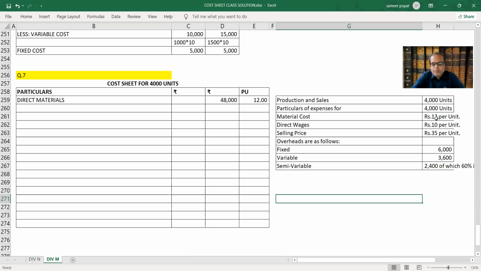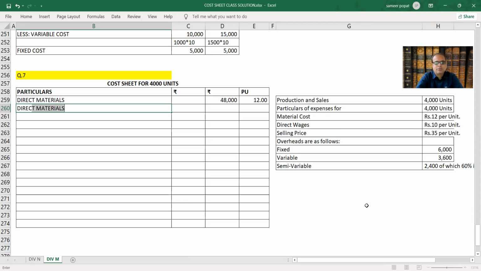So material cost is 12 per unit. Now the next cost is direct wages. Direct wages are 10 per unit. So again, for 4,000 units, 10 into 4,000 would be the total cost, 40,000. Direct expenses are not given, so there is no need to write direct expenses. Directly we can take the total. That total would be prime cost, direct material plus direct wages. We'll get prime cost.